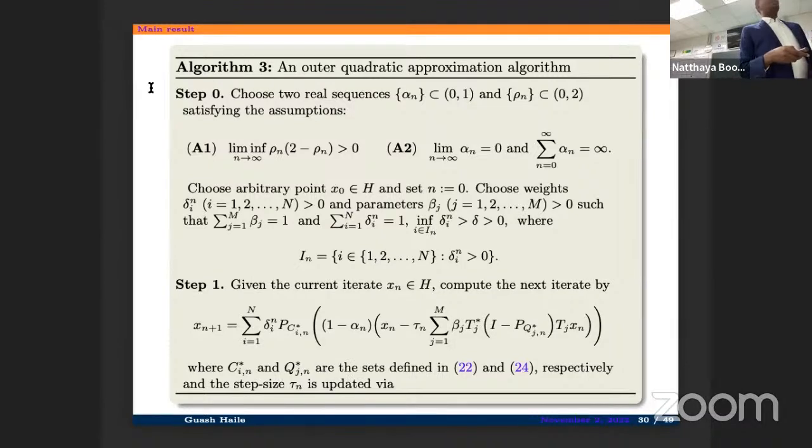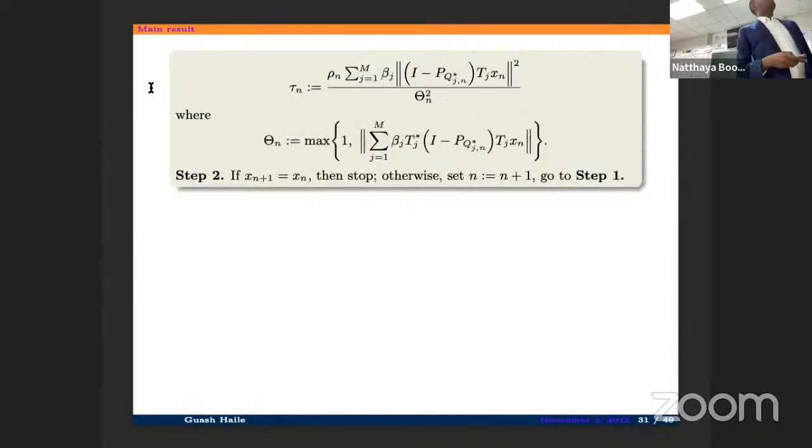Given the current iterate xn belonging to H, we compute the next iterate xn+1, which is given by this one. This is the convex combination of the projections onto the balls C_n^i of this term, where tau_n is the step size, and these are the balls given in 22 and 24. The step size tau_n is defined by rho_n times the summation of beta_j of the norm of this term squared, where theta_n is the maximum of 1. Actually, you can choose any positive number, so it is the maximum of 1 and this term. If xn+1 equals xn, then we stop. Otherwise, we set n equal to n+1 and go back to step 1.